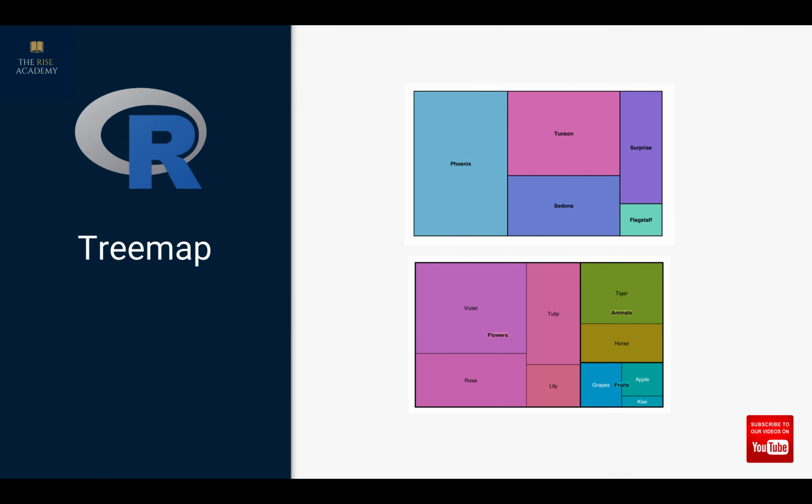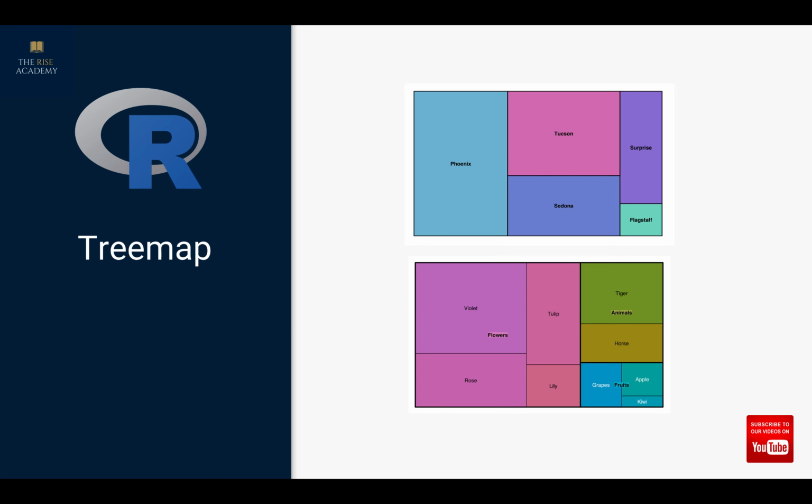So these are the two tree maps that I'm going to show you how you can create using R. And they're very simple. The first one is just showing the main categories, which are names of different cities here in Arizona. And the next one goes one level down. So it has the main categories, which are flowers, animals, and fruits.